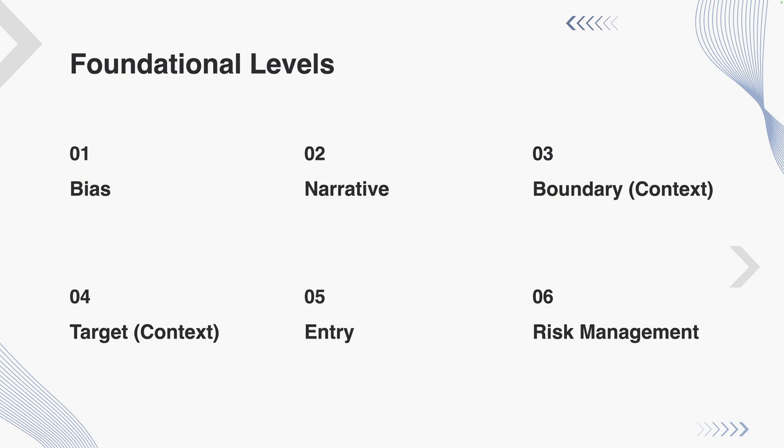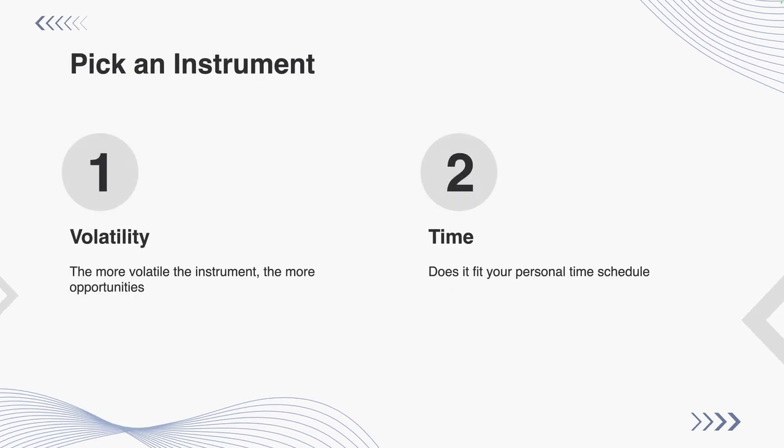That's quite important. Now, if we move on, then we see pick an instrument. So this is, if you are interested in a flow trading plan, then this is the first thing I would suggest you to go ahead and do. Pick an instrument. The first thing we want to focus on when picking an instrument is volatility. Because the more volatile the instrument, the more opportunities.